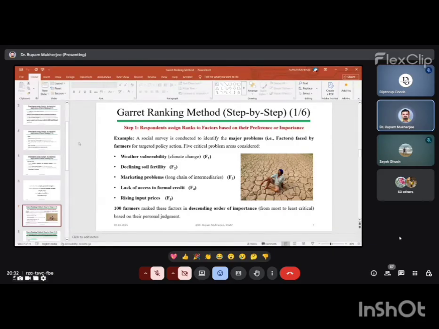And for that, they are seeking responses from the farmers. Now the question may arise that in a particular village, there may be plenty of farmers. So will I ask each and everyone, what is your problem? What is your problem?